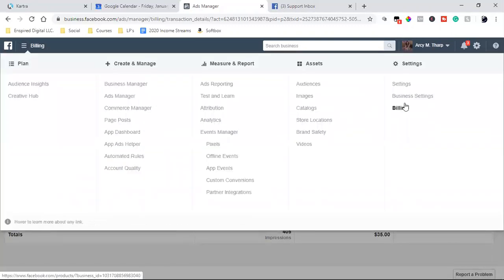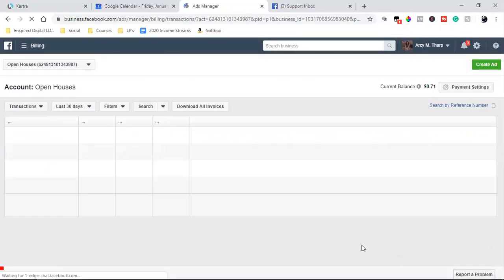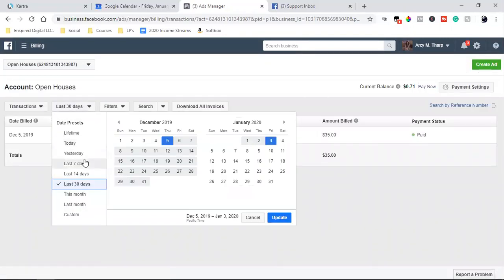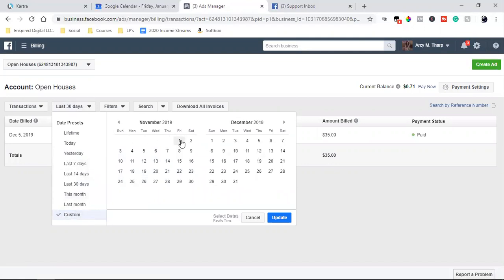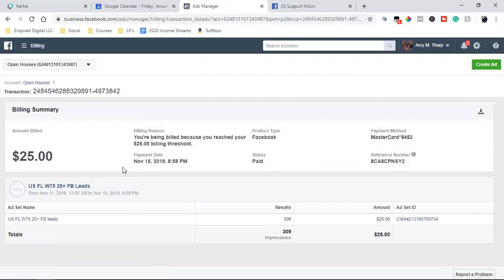Let me look at another month. So that $35, that was probably your husband. That was in December. Let's see if anything happened in November. Yeah, November, but it was charged in December. It was at the beginning of November and they charged me the first week of December. So in November, here are the transactions. I need to see what that is about because I don't remember those.